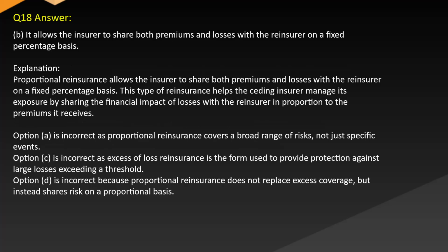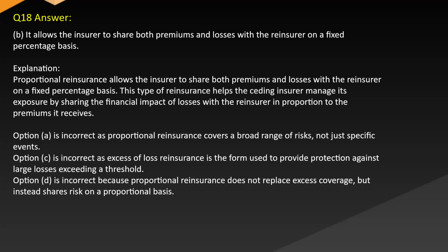Answer: B. It allows the insurer to share both premiums and losses with the reinsurer on a fixed percentage basis. Explanation: proportional reinsurance allows the insurer to share both premiums and losses with the reinsurer on a fixed percentage basis. This type of reinsurance helps the ceding insurer manage its exposure by sharing the financial impact of losses with the reinsurer in proportion to the premiums it receives.